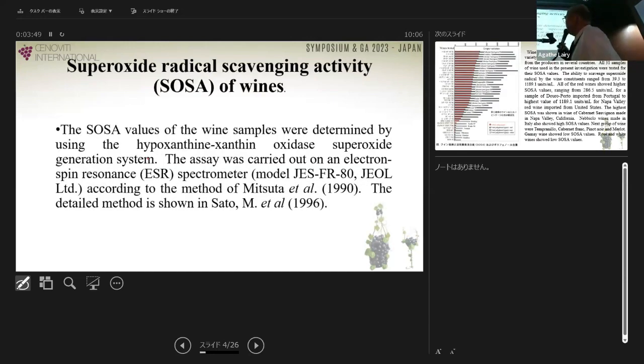At first, the SOSA of wines. The SOSA value of the wine samples was determined by using the hypoxanthine-xanthine oxidase superoxide generating system. The assay was carried out on an electron spin resonance, ESR, spectrometer, according to the method of Mitsuta et al. The detailed method was described in my paper, so please read it.